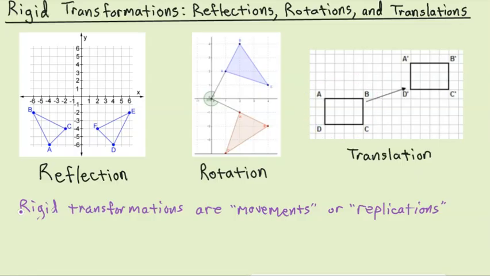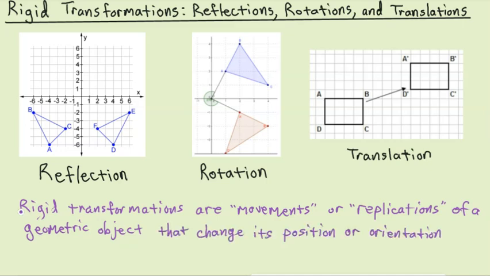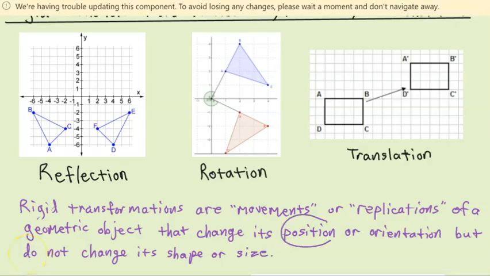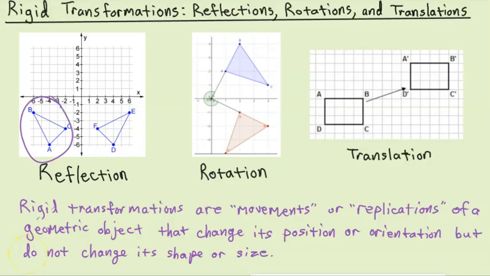Okay, so rigid transformations are movements or replications of a geometric object that change its position or orientation, but do not change its shape or size. So when we say position, we mean this triangle is here and now it's moved to a new position. It's now moved over here. Okay, so it changed its position. This rectangle moved from here over to here, changed its position.